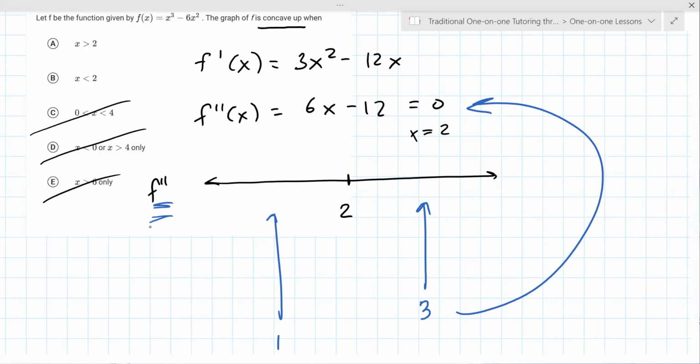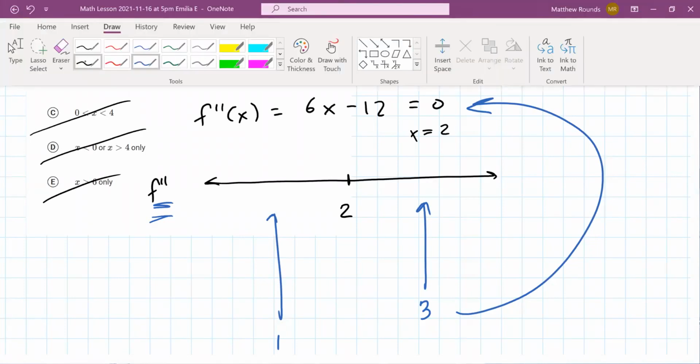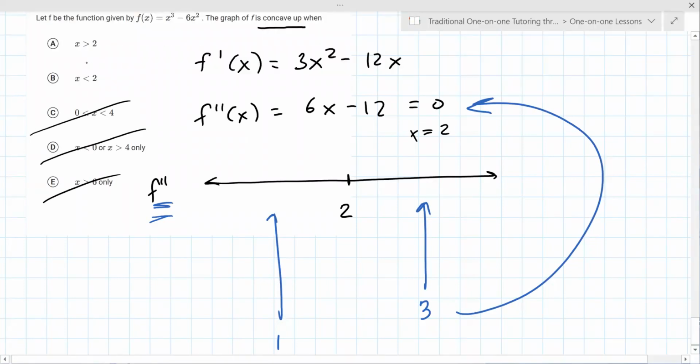Why do they go back in the second derivative? Because you care about where it's concave up, and concave up is the second derivative. If you cared about where it's increasing or decreasing, we would do a sign chart on the first derivative, but we'd have different numbers also. So 6 times 1 is 6, and then 18. It's negative for the 1 and positive for the 3.